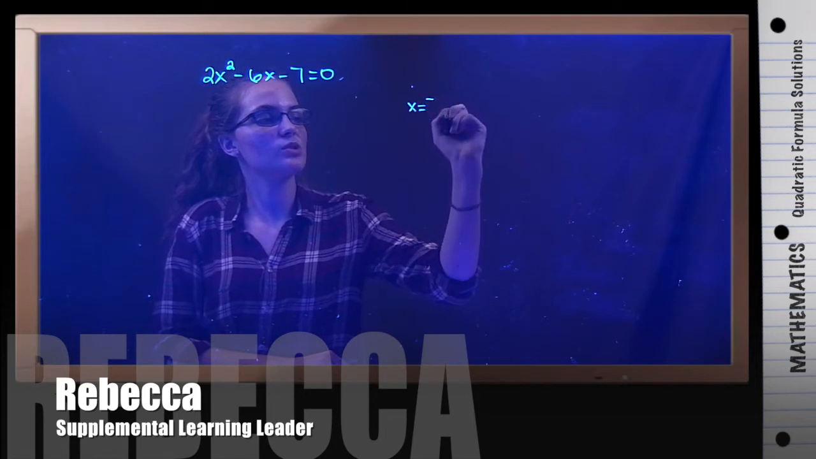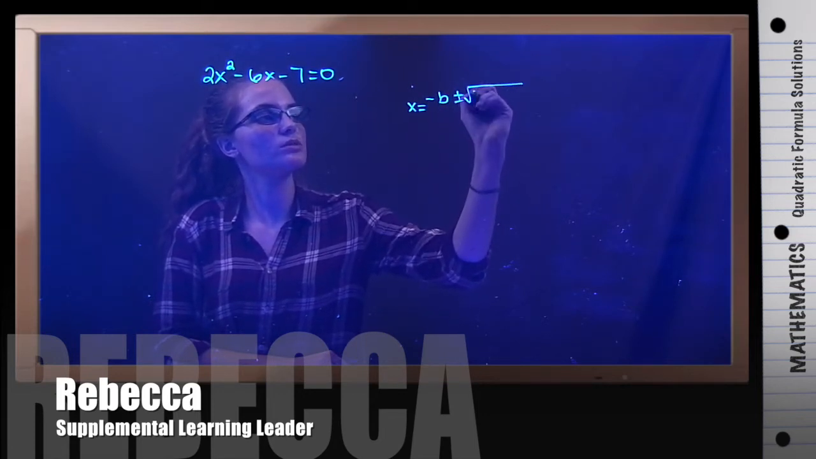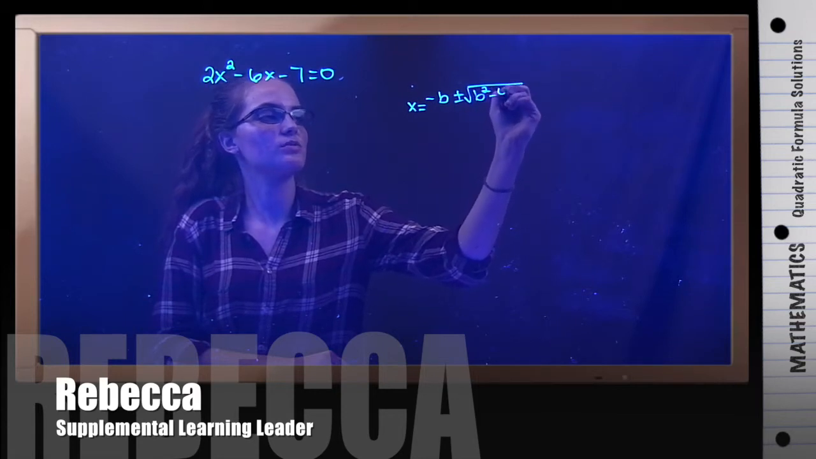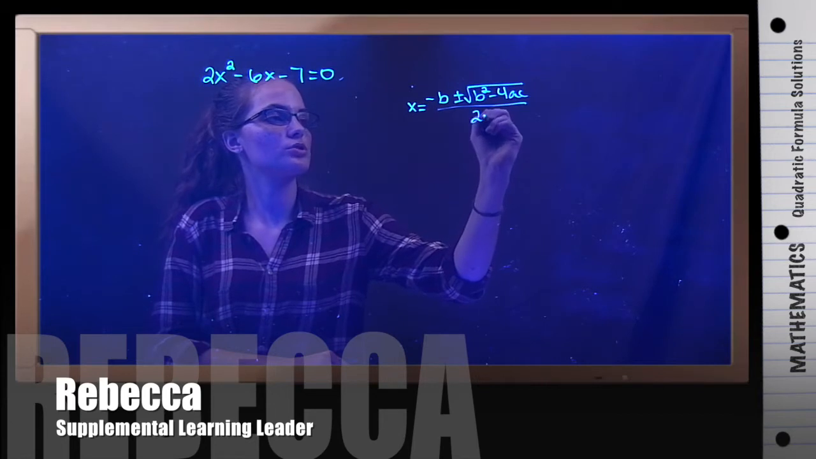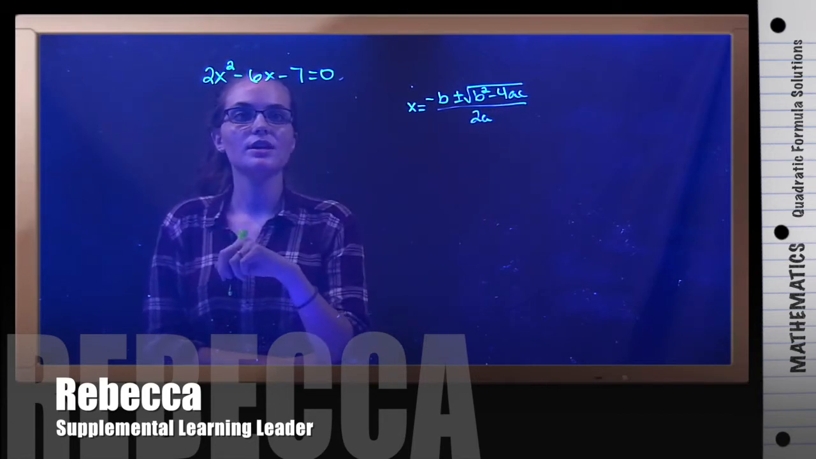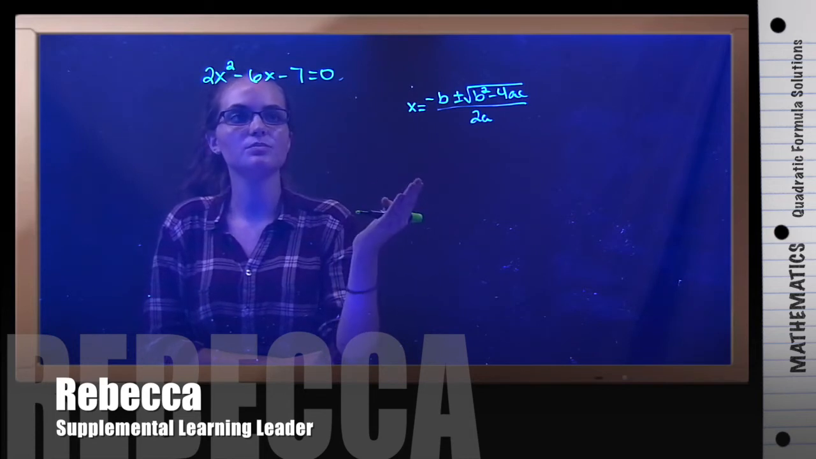That would be x equals negative b plus or minus the square root of b squared minus 4ac all over 2a. Now you have to make sure that your equation is the right form to use the formula.